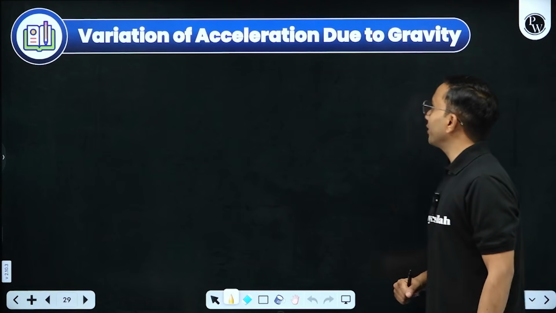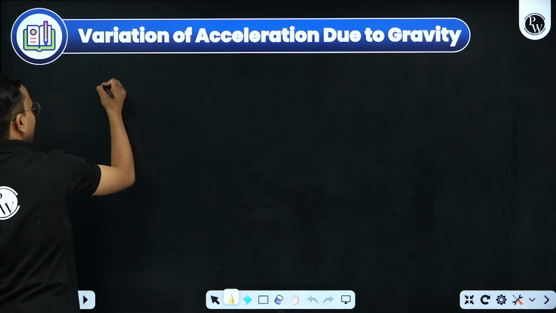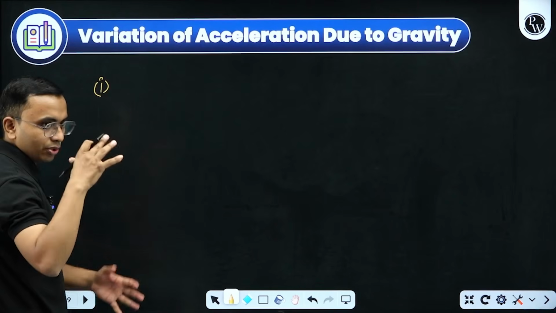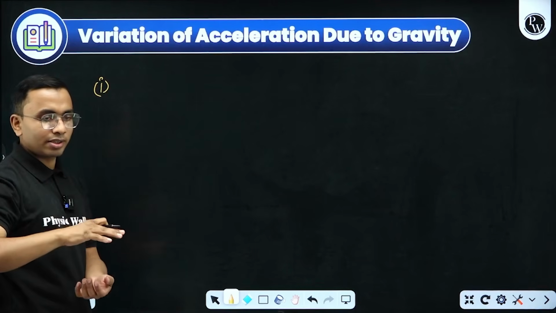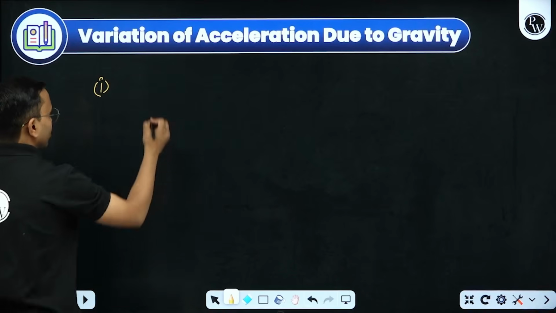Okay, variation of acceleration due to gravity, first due to height. First variation due to height, and then we'll consider the depth, and then we'll consider at a particular angle. Okay, so at a height.